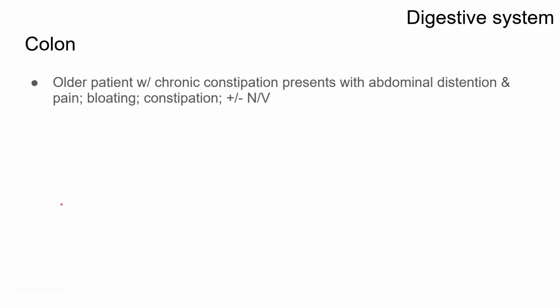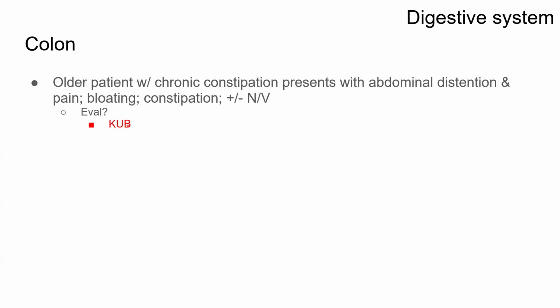Colon is very high yield for surgery, so we're going to continue with colon. There's an older patient who has a history of chronic constipation. They have abdominal distension, some abdominal pain, and bloating. They're also constipated. So they have chronic constipation and they're constipated this time, plus or minus nausea and vomiting, which is not a required feature. How do you want to evaluate this patient?